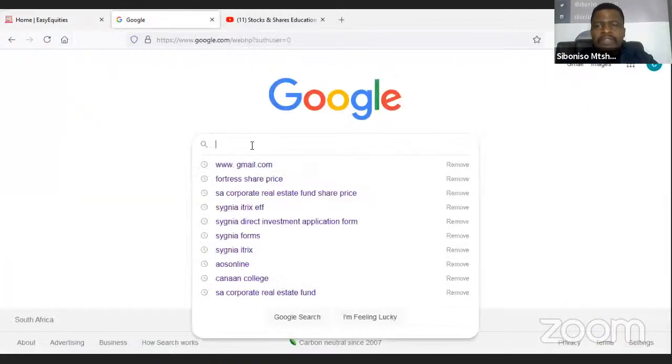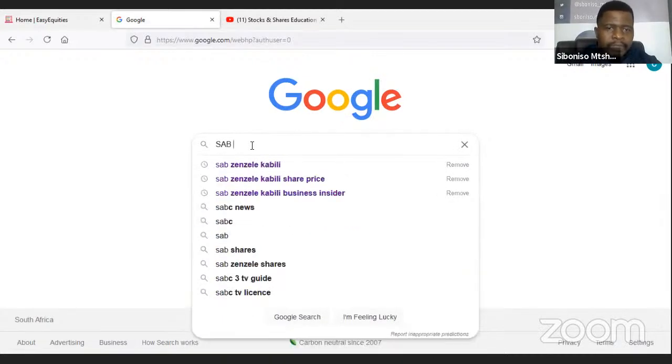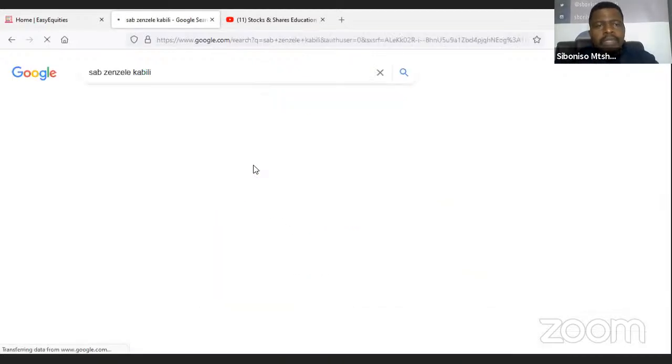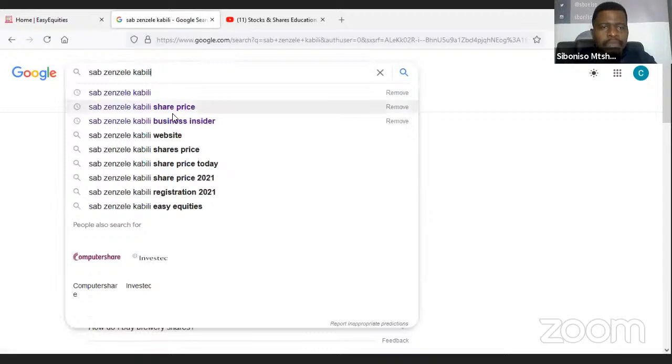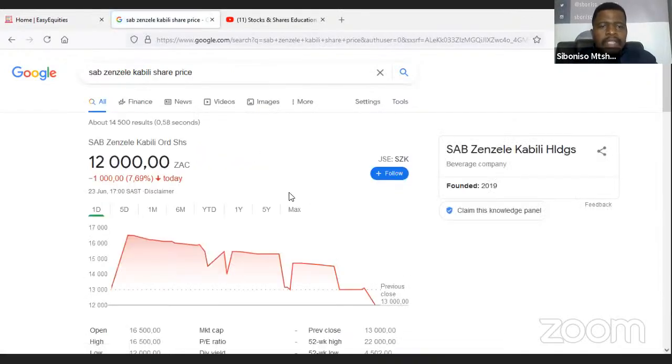All right, for instance, if ever I want to check the price of SAB, I'll simply go straight to Google and type SAB Zenzele Kabili share price. Okay, I forgot to put the share price. All right, share price. Okay, that is the share price, 120 Rand. Okay, remember that shares are listed in cents. So when you see this 12000 thing, that is 120 Rand.